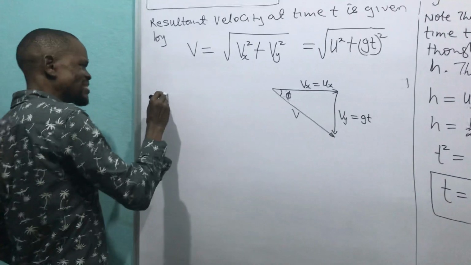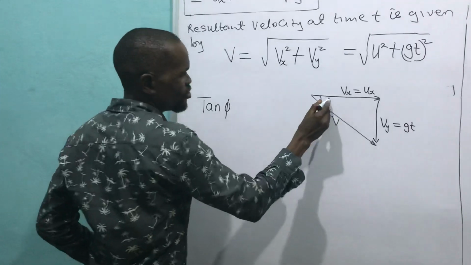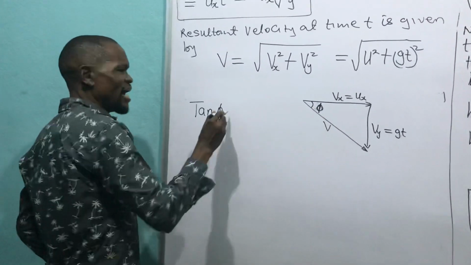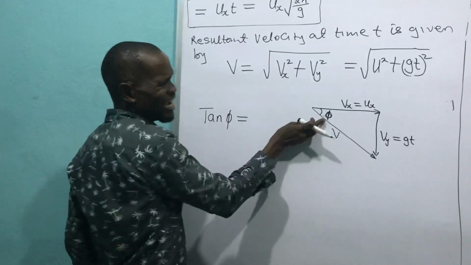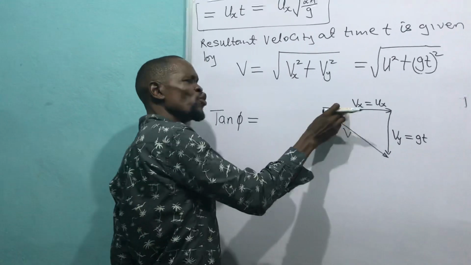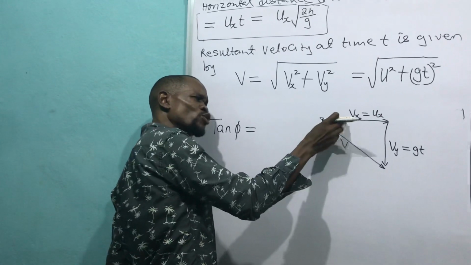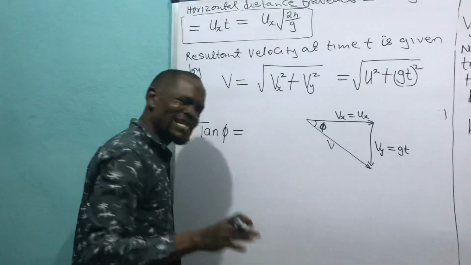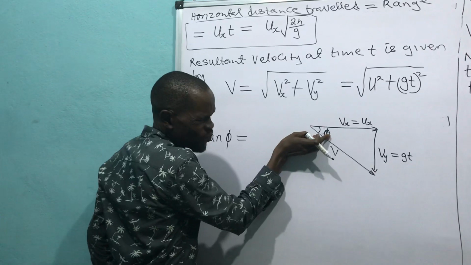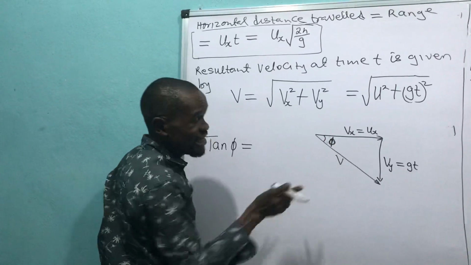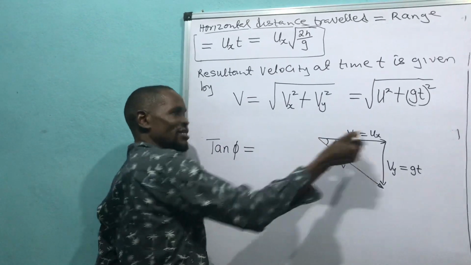And I say that tan of phi, what's the phi? The direction of the resultant velocity. And how did I get the direction of the resultant velocity? The angle which the resultant velocity will make with the horizontal is the direction of that resultant velocity. It is the angle which the resultant velocity makes with the horizontal. Look at it, horizontal.